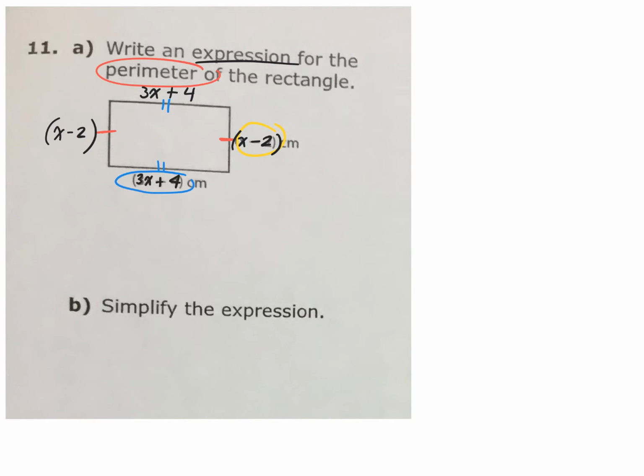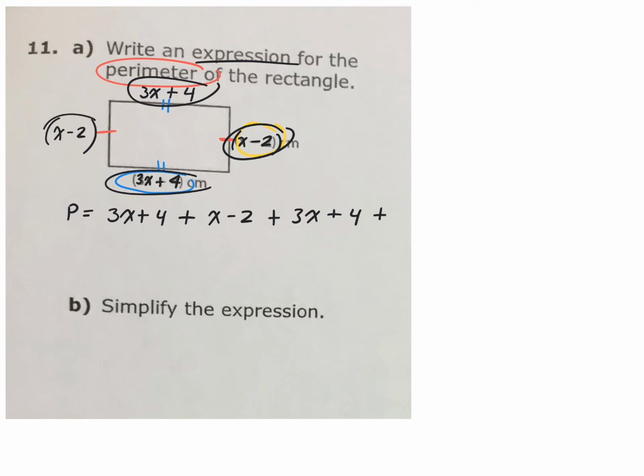So to find the perimeter, how would I express that? How would I show how to calculate the perimeter? Adding all the sides. So I'm going to take 3x plus 4, this side, plus this side, x minus 2, plus this side, 3x plus 4, plus this side, x minus 2.